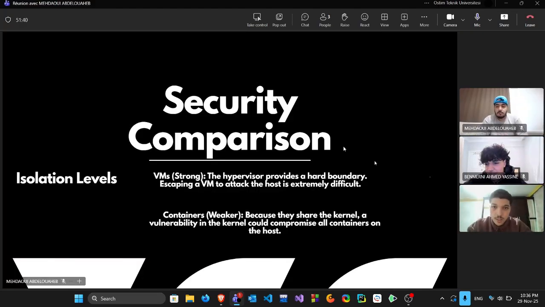Thank you, Ahmed. Now let's compare security. VMs are generally more secure because the hypervisor provides a hard boundary. Escaping a VM to attack the host is very difficult. Containers, however, are considered to have weaker isolation because they share the kernel. If a hacker exploits a vulnerability in the kernel, they could potentially access all the containers on that machine. We mitigate this using tools like SELinux and by scanning images for vulnerabilities.